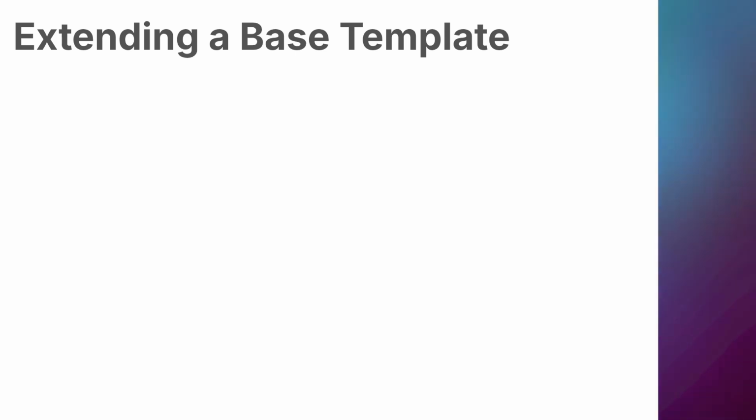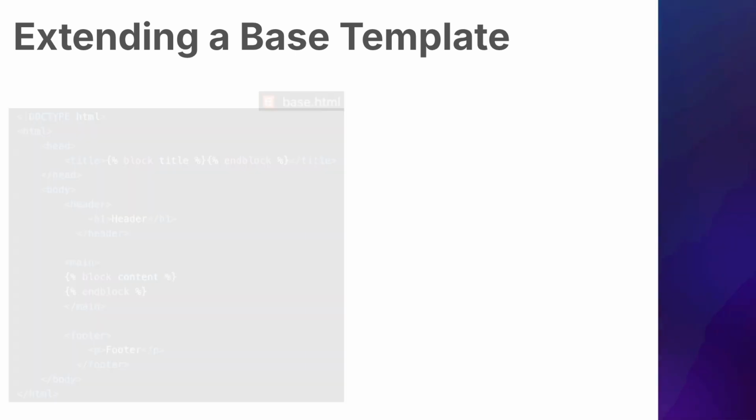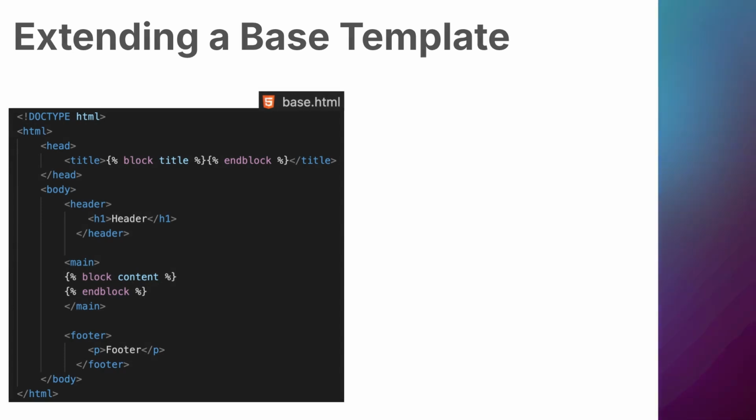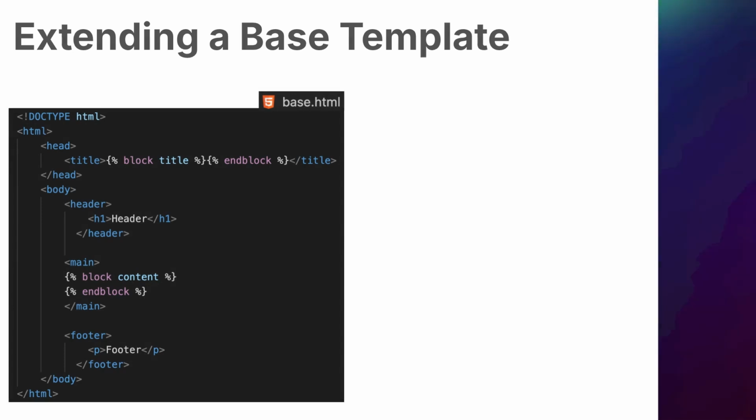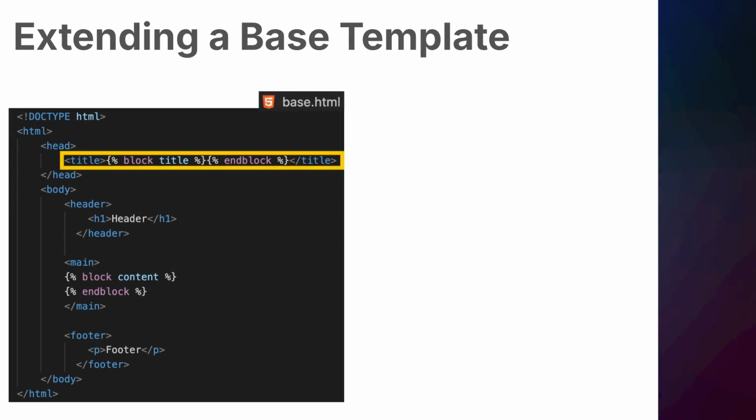For example, let's say you want to create a website that includes a home page and an about page, and want to use the same header and footer. You only want to change the head title and body content. First, let's prepare a base HTML file, which is the main layout. In the base HTML file, we have two blocks: block title for the page title, and block content for the main content.